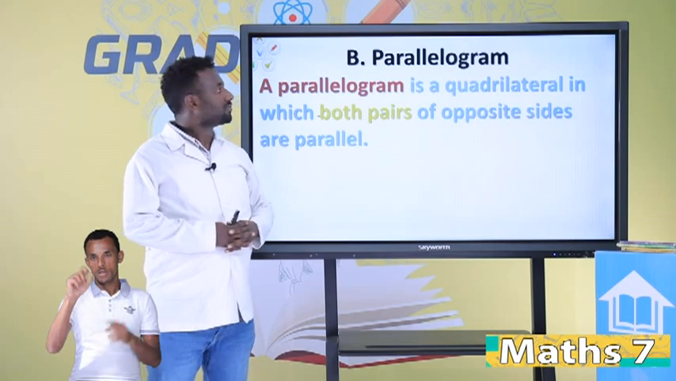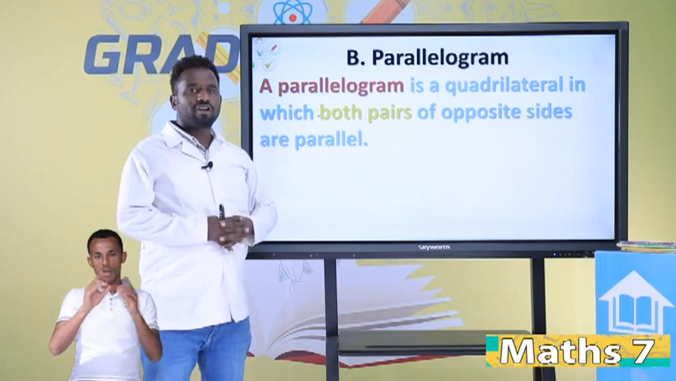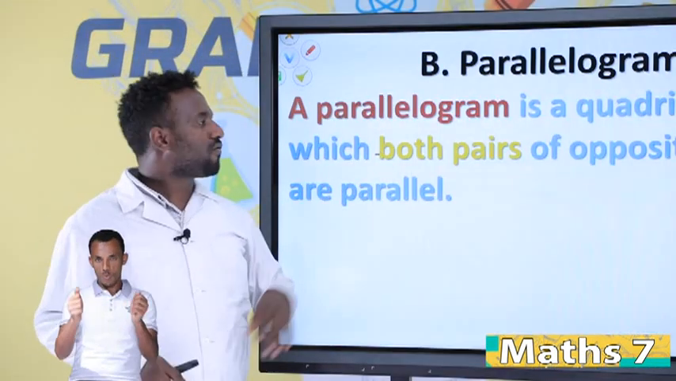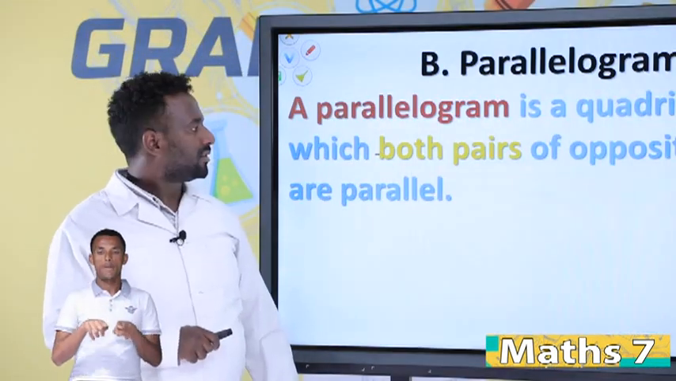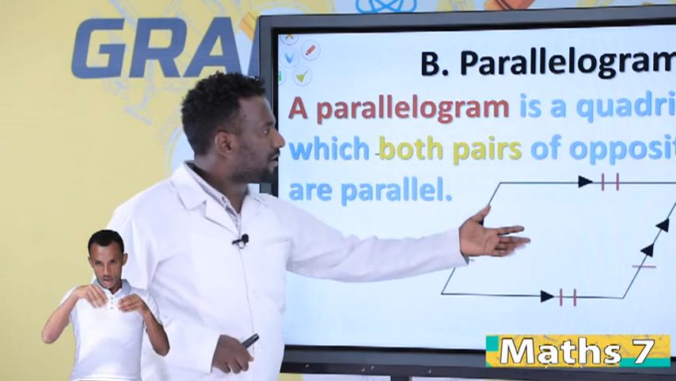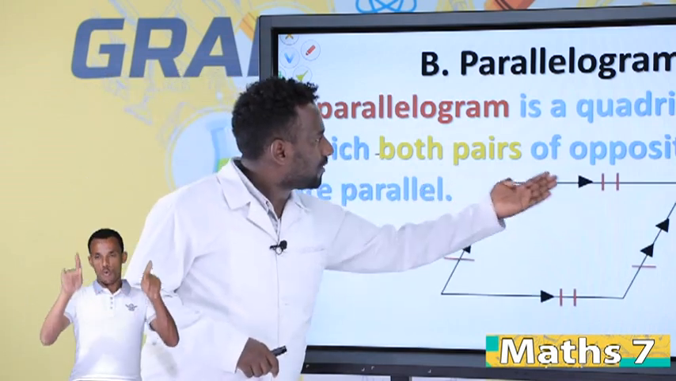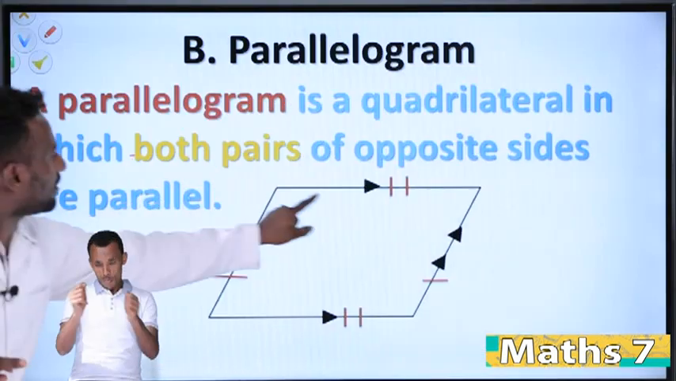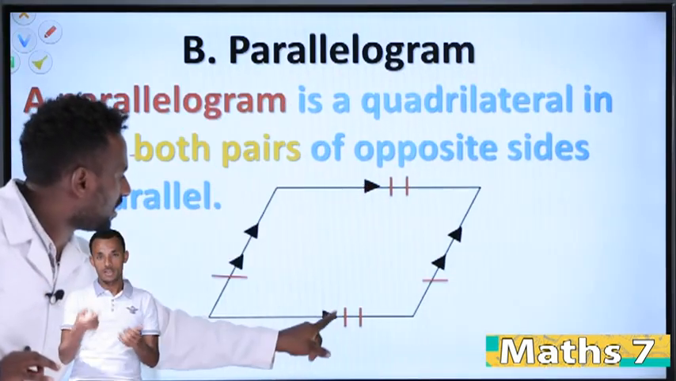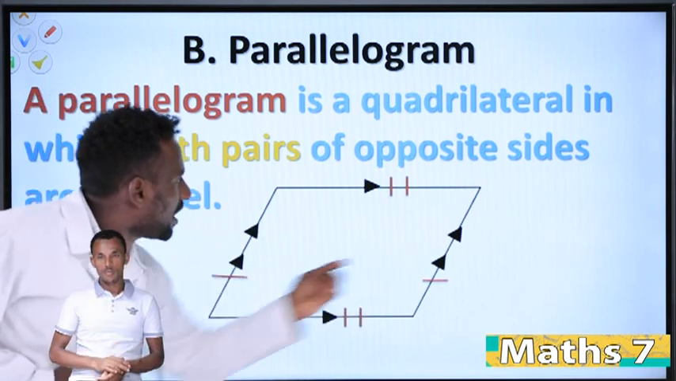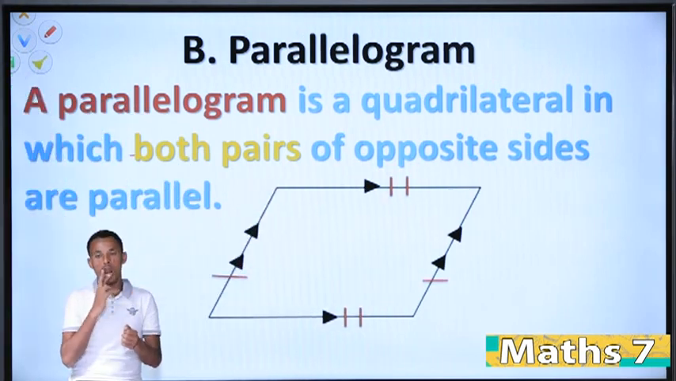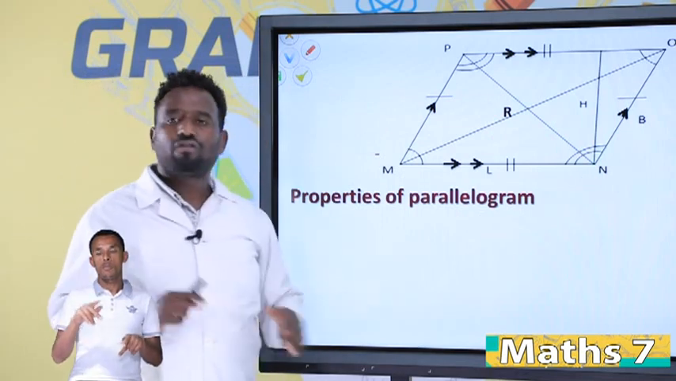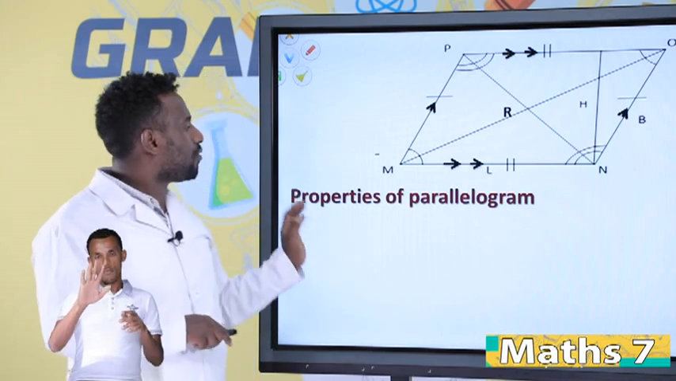Good students. What does parallelogram mean? A parallelogram is a quadrilateral in which both pairs of opposite sides are parallel. On the given figure of the parallelogram, these are both pairs of opposite sides. By the definition, both pairs, this one and this one, this one and this one, are parallel. Let's see the properties of the parallelogram. We have around 5 properties of the parallelogram. Let's see one by one.